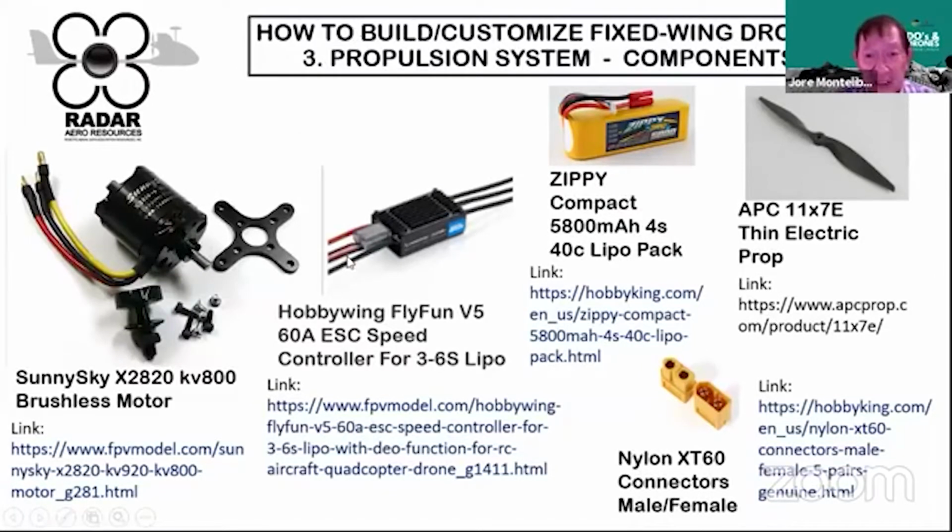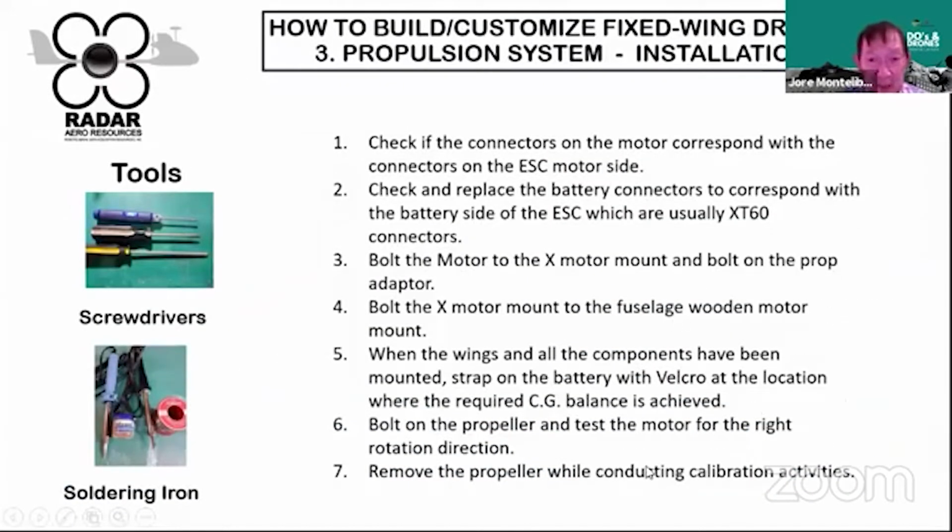And to power the electric motor, we use lithium polymer packs. In this case, this is a 5800 milliampere hour 4-cell lithium polymer pack. And this is the propeller that we are using. It's an 11-inch by 7-inch propeller. And these are the connectors which we use. Again, these are the detailed procedures on how to install the electric propulsion system. So you might need screwdrivers and soldering iron if you have to connect connectors to the speed controller.